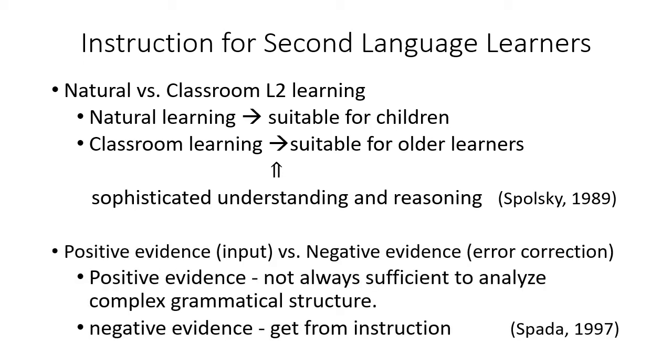Also, positive evidence, that is natural input, is not always sufficient for L2 learners to analyze complex grammatical structure. Therefore, L2 learners need the negative evidence, that is error correction, coming from instruction, in order to understand L1, L2 differences.